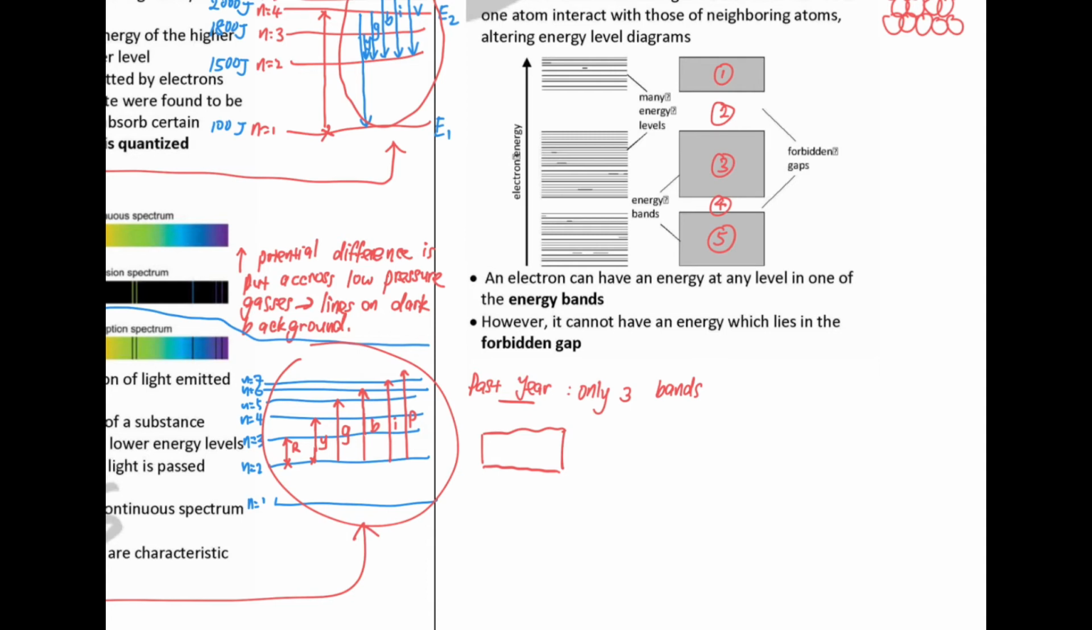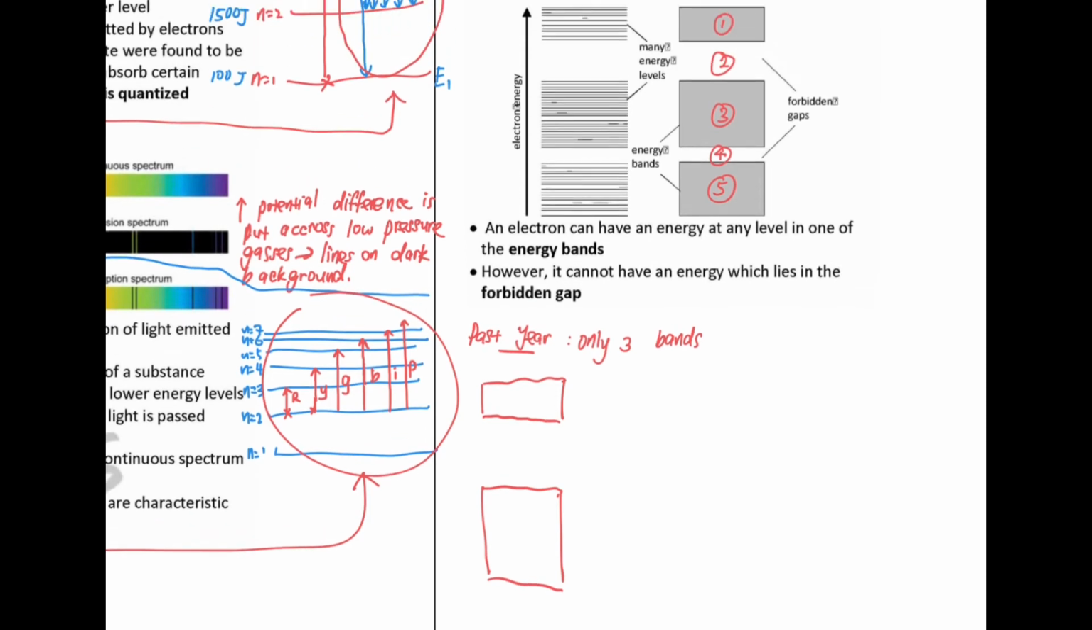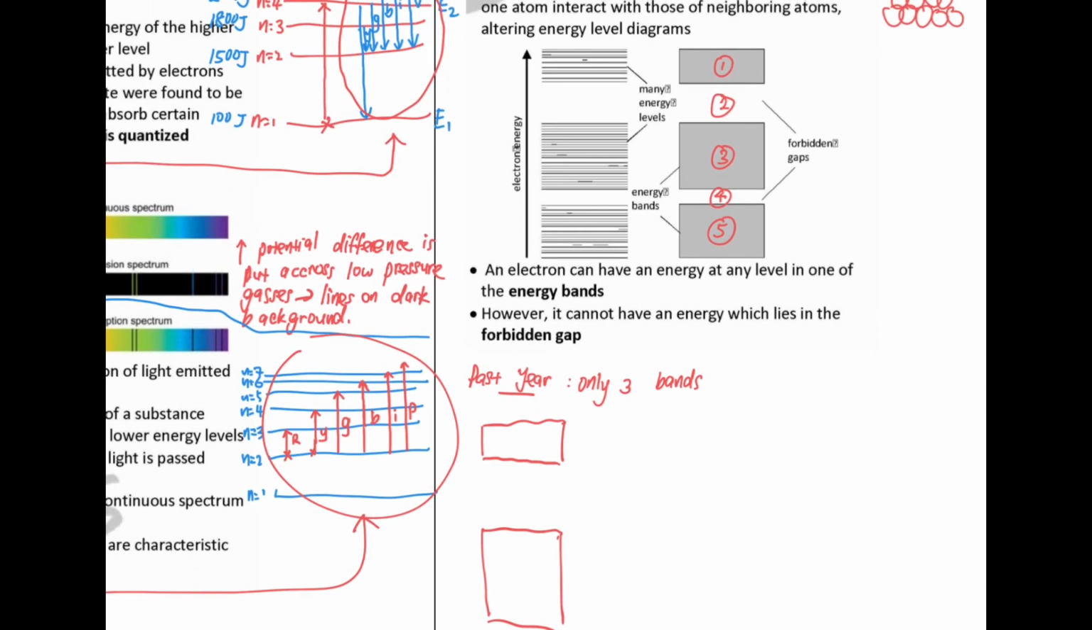But in past year questions, only 3 bands will be tested. So which is like this. The first band that I put in a rectangle here means something like this: many energy levels, and then they form this band. So this band is named the conduction band.